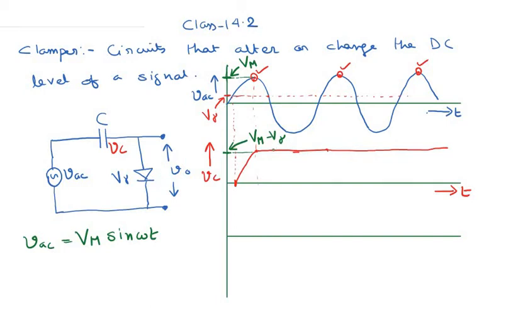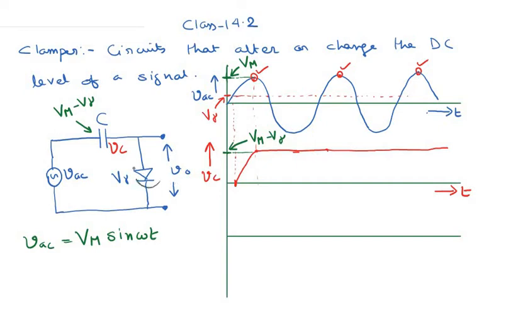Okay, now since the voltage across the capacitor is being held constant, once the capacitor charges up, it starts to act like a battery because it is now offering a finite constant voltage. So once this capacitor charges up, it acts like a battery with voltage Vm minus V gamma.